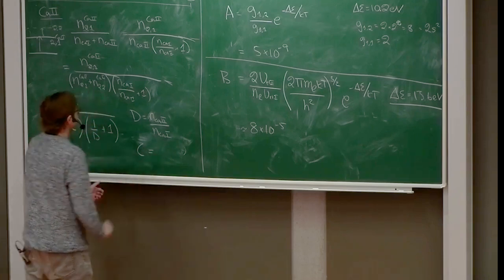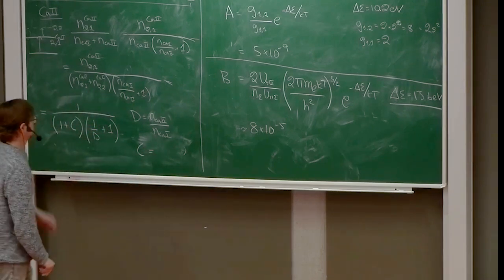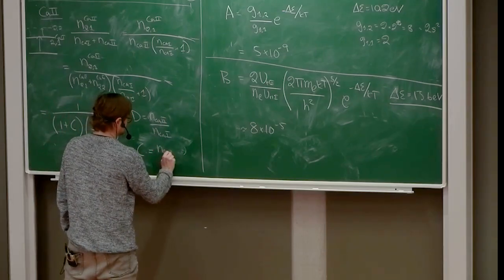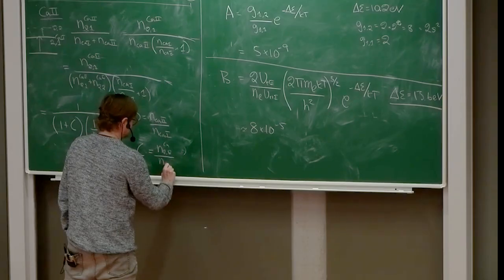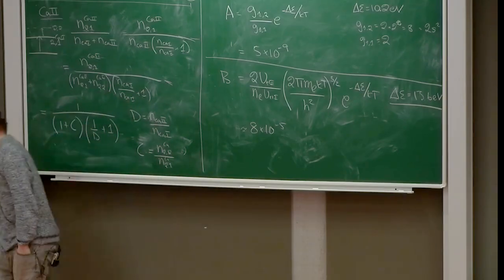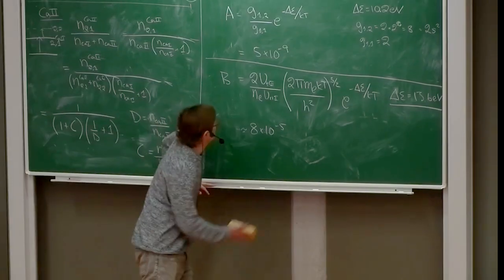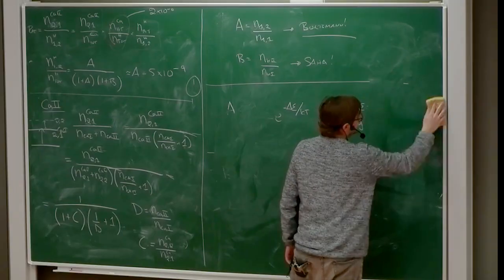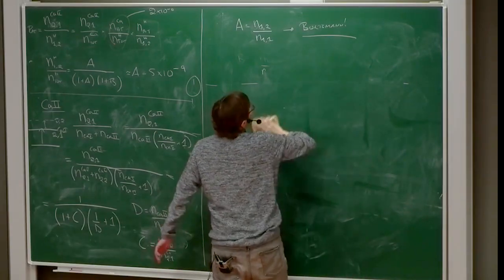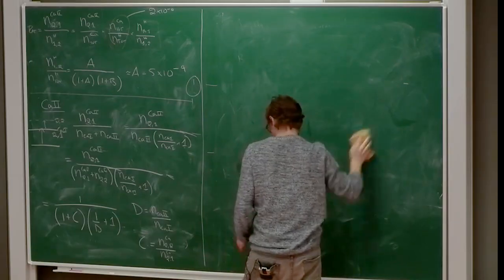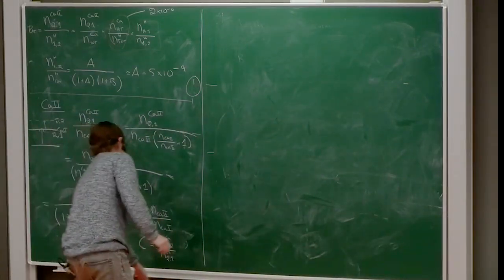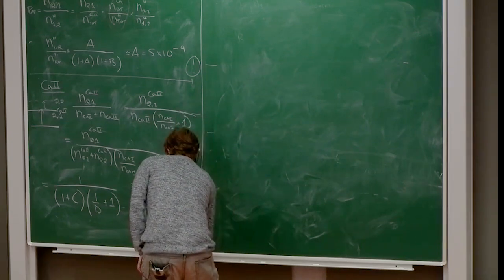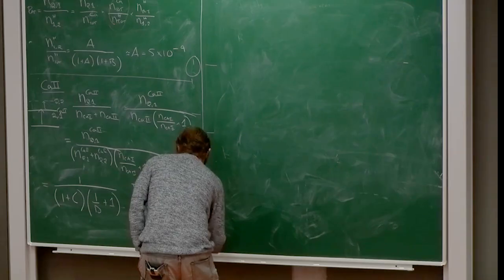C now is N2 of calcium divided by N1 of calcium. So completely analogous to hydrogen, we have that what we need to solve here is one for Saha and one for Boltzmann. Okay?